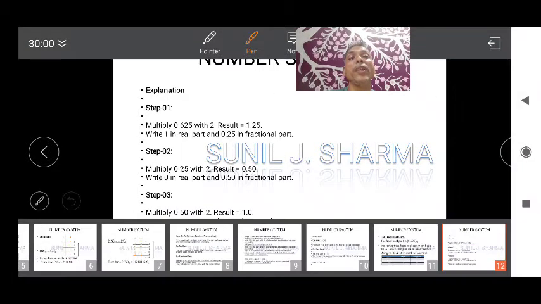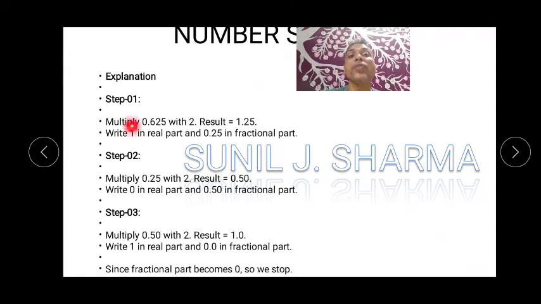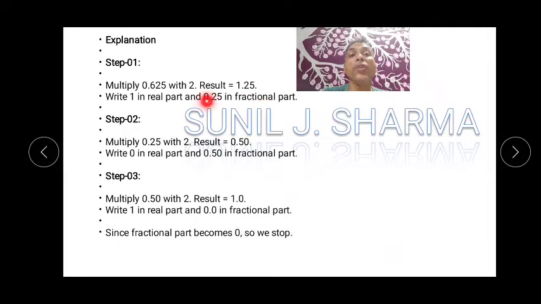Again there is a little bit of explanation. Let's see that explanation. Can you see, multiply 0.625 into 2, the result will be 1.25. In the real part we have 1, and in the fractional part we have 0.25. Again you have to take this 0.25 and multiply by 2, the result will be 0.50. In the real part, can you see 0, and the fractional part is the same, that is 0.50.